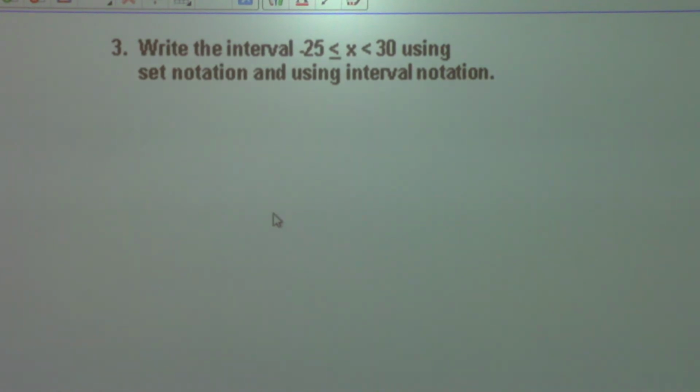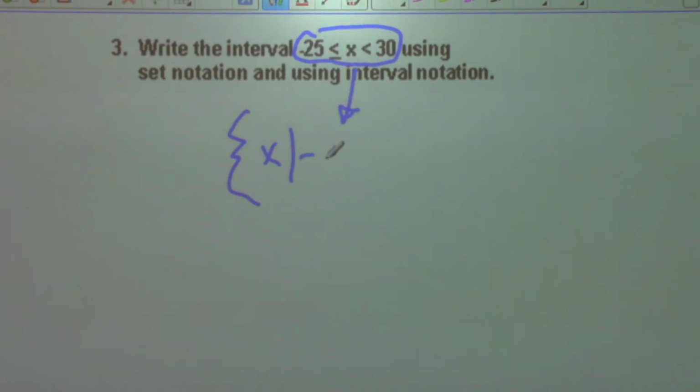Do you think it'd be pretty easy to write this one in set notation? Yes, because all we have to do is take this thing here, x such that, and transplant it down here. So we have negative 25 is less than or equal to x, which is less than 30. And that is our set notation.